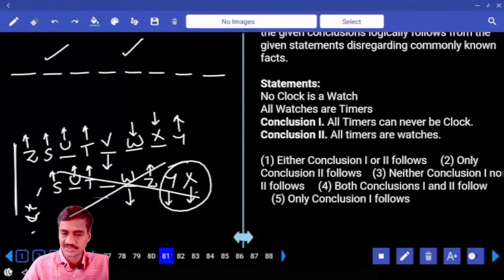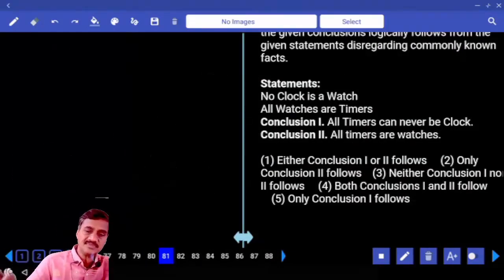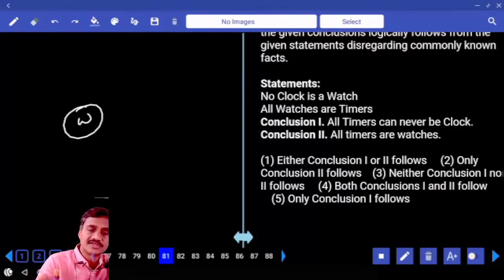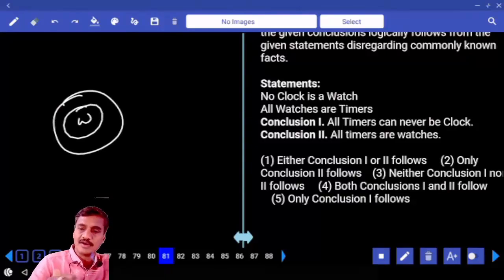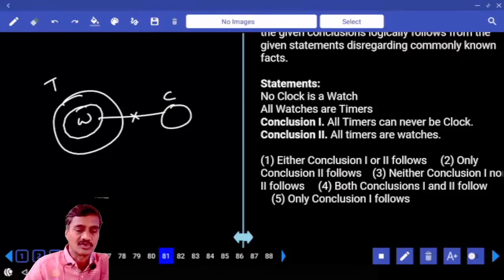Then 81 onwards, syllogisms. All these watches are timers. And no clock is a watch. Done with this? No clock is a watch. And a clock and a watch cannot be intersected.